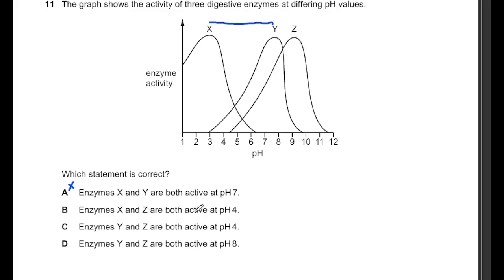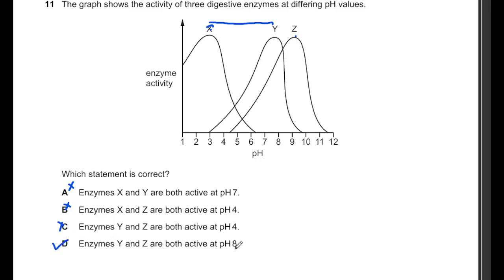Y and Z both are active at pH 4. Not okay. X and Z: Z is at about 9.5, so this is also not correct. Moving to the next one, Y and Z both are active at pH 4. Nope. Now three are wrong, so of course this will be the correct one.